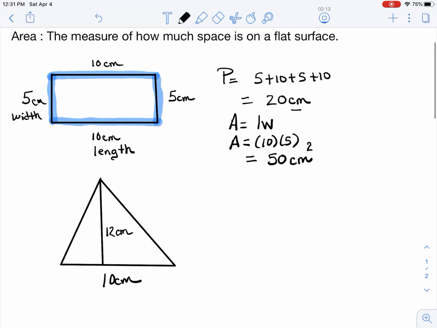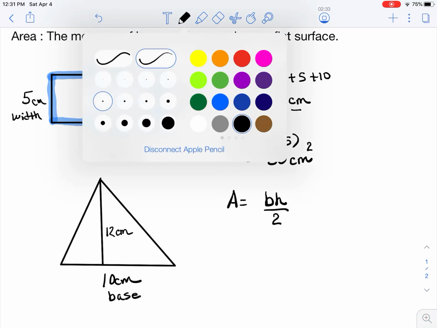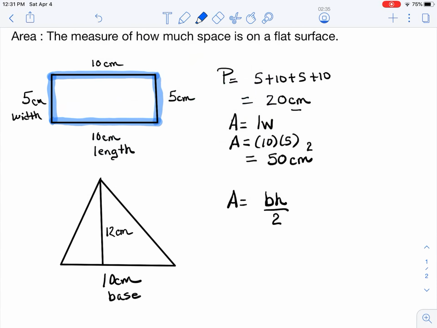So I've got a triangle down here, and I just want to review the formula for area of a triangle. So area of a triangle is going to be the base times height divided by 2. So going here to the triangle, the base is going to be this bottom dimension of 10. And the height is going to be this one here. It's going to change. Go to the highlighter. It's going to be the one going straight up and down, which they're saying is 12.